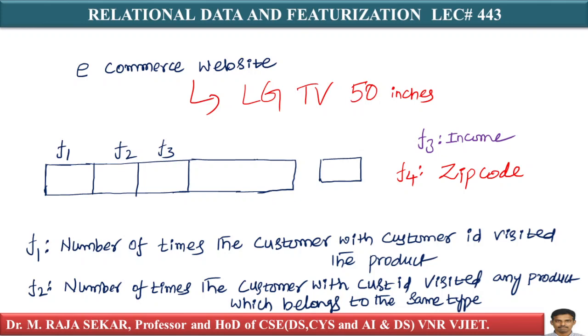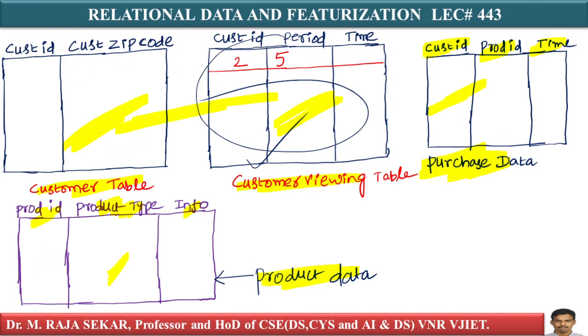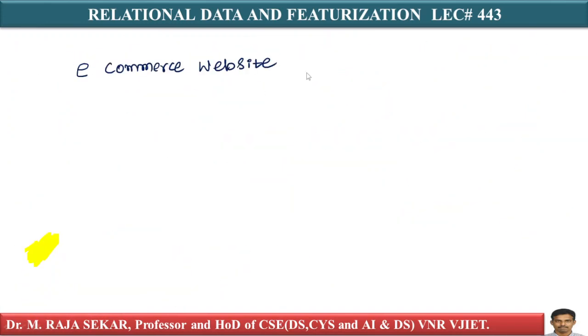For example, my feature F1. How do you design feature F1? Just to design this feature F1, I must see the customer viewing table, which I discussed. Where is my customer viewing table? This is my customer table. For designing my feature F1, I need this customer viewing table.